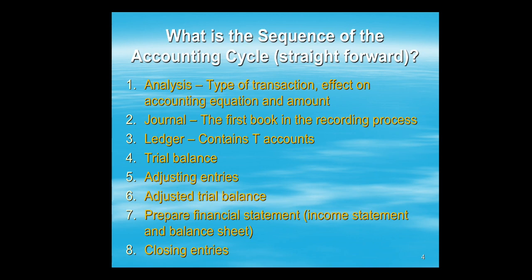After you have transferred all the transactions from the journal to the T accounts, you have to close the T accounts, and then you have to calculate the balances for all the accounts. That is step 3. After that, you do step 4. Step 4 is preparing a trial balance.